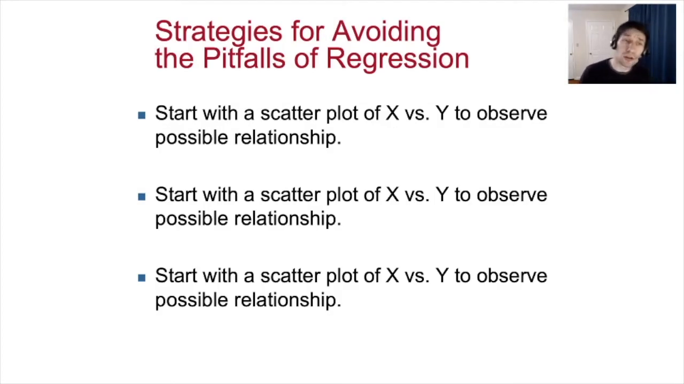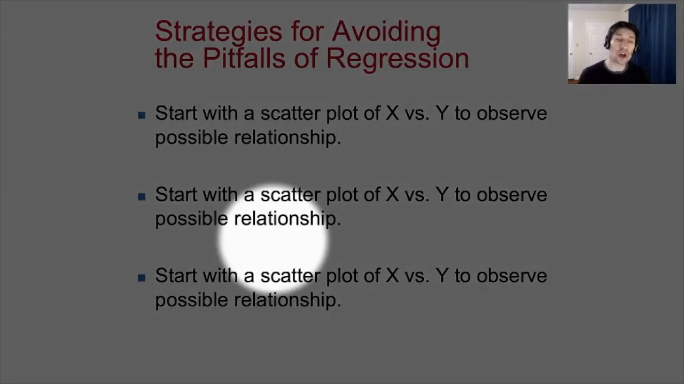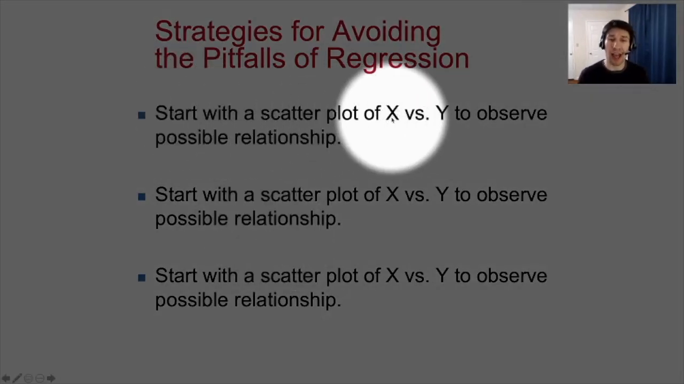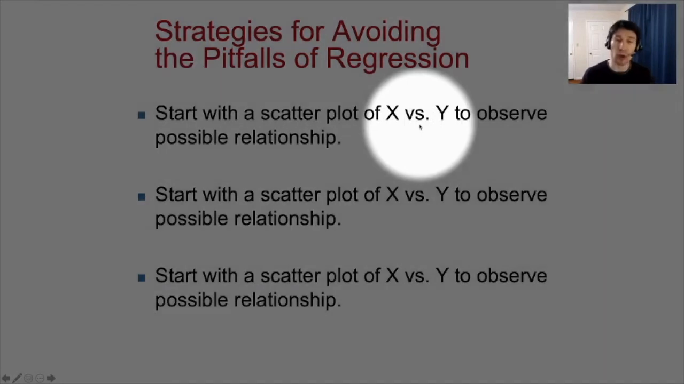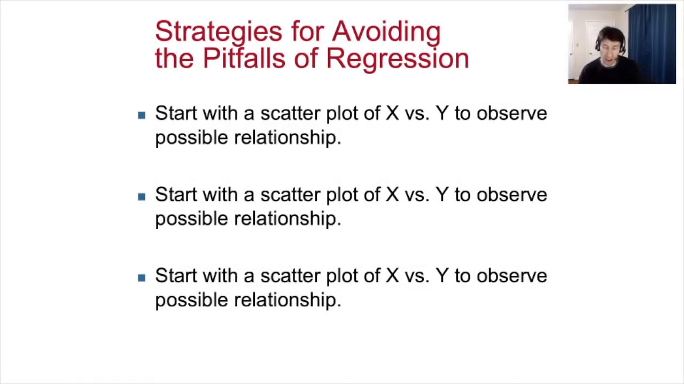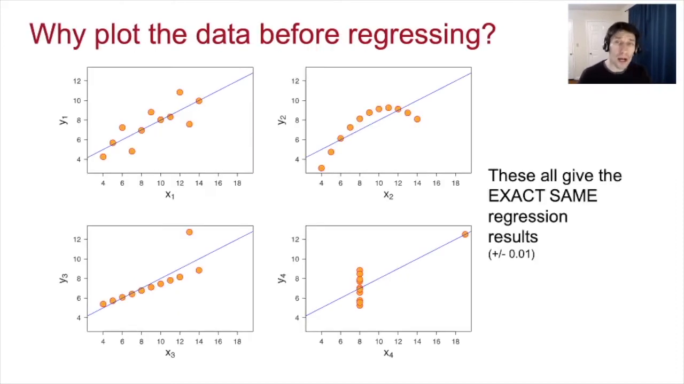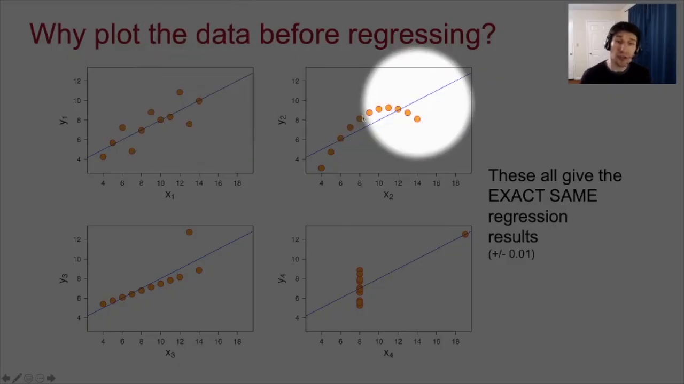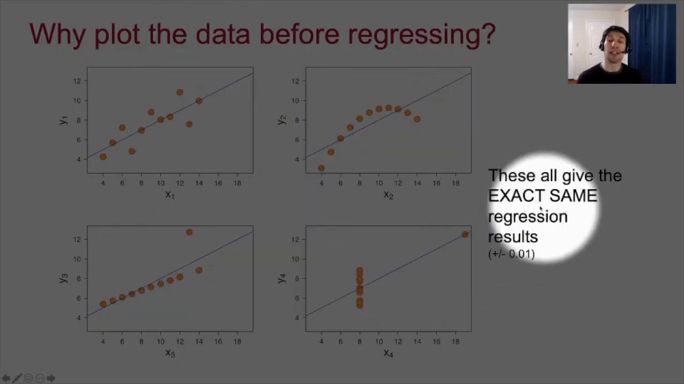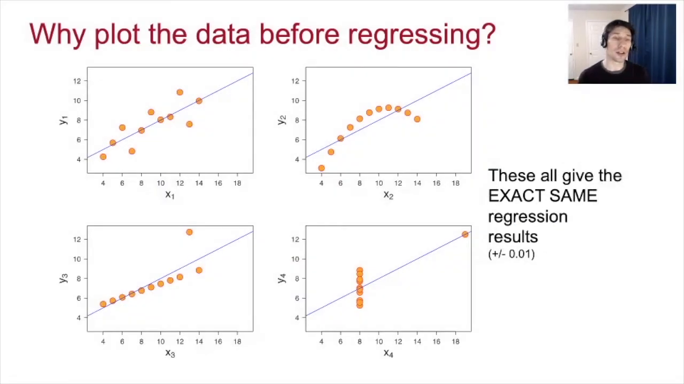And finally, the single most important strategy for avoiding the pitfalls of regression is to start by running a scatter plot of x versus y and look at whether a possible relationship might exist. Don't just run the numbers, look at the data first. This is the first, second, and third most important rule of regression. Always plot your data first. And here is an example of why you might want to do that. These four plots of data have the exact same regression results, but as you see, they are completely different.